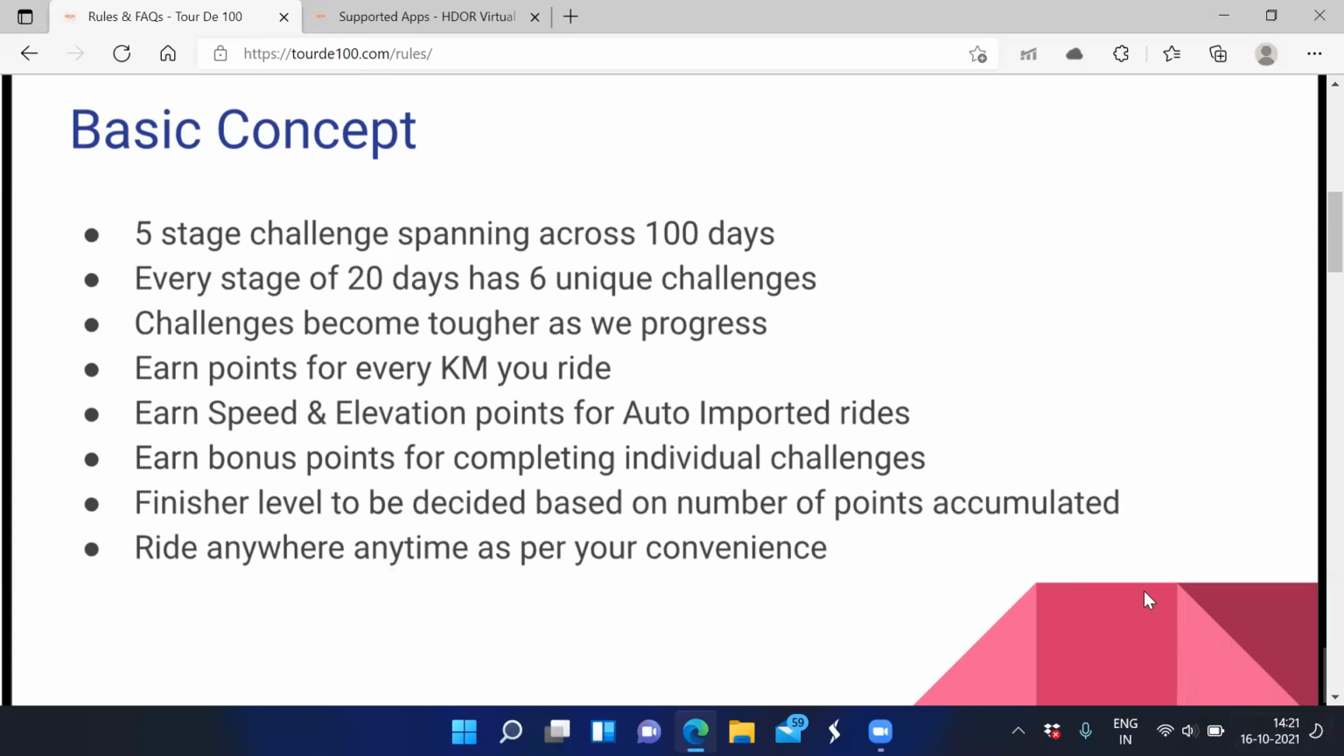The biggest advantage of this event is you can ride anywhere, anytime, as per your convenience. There's no fixed route to it, no fixed time. It's only stipulated at 20 days per stage. Within those 20 days, you can ride as much as you want, wherever you want.